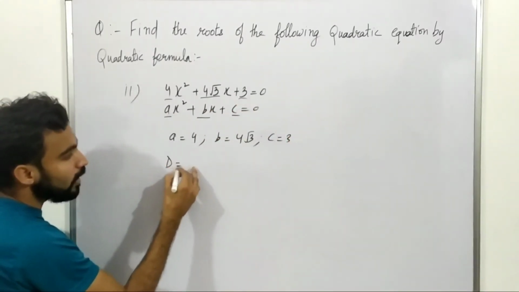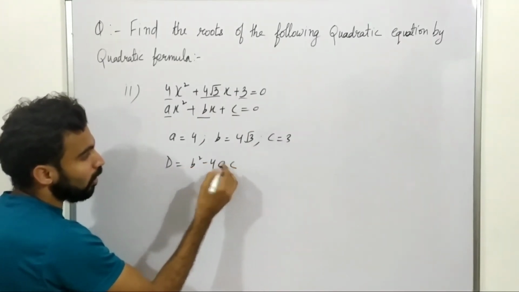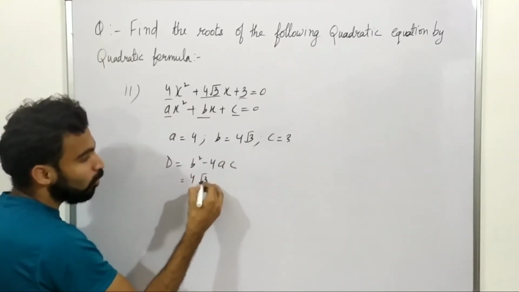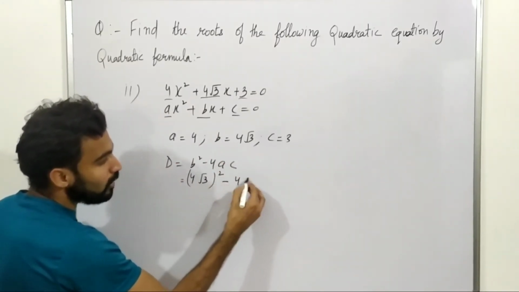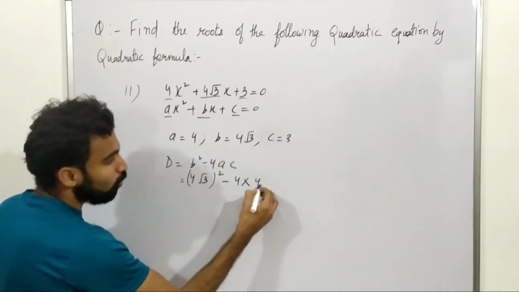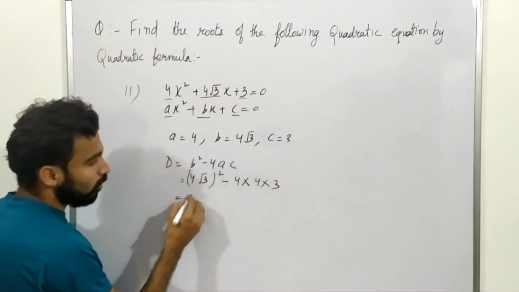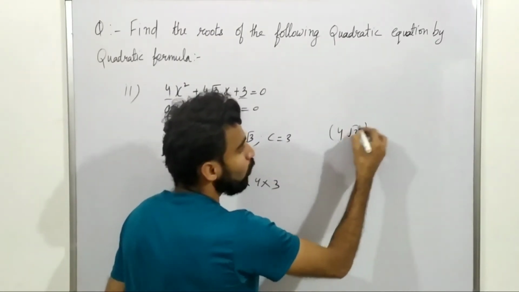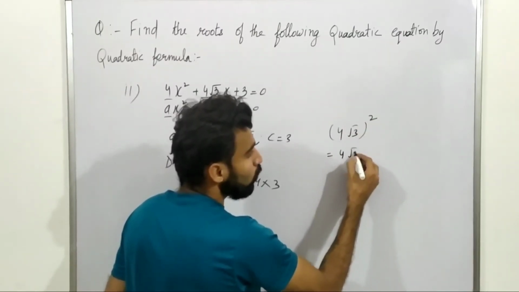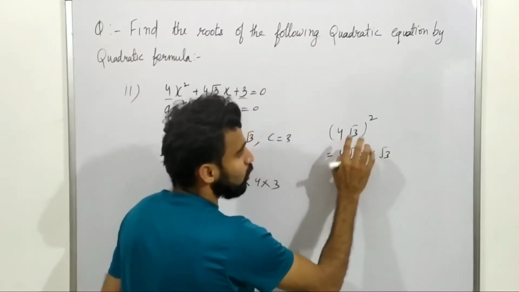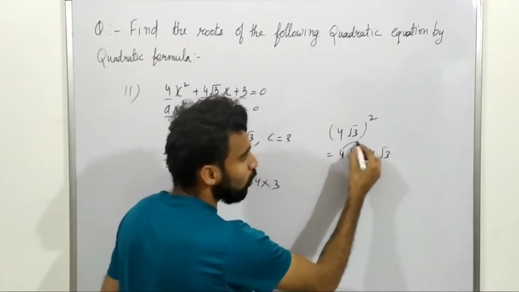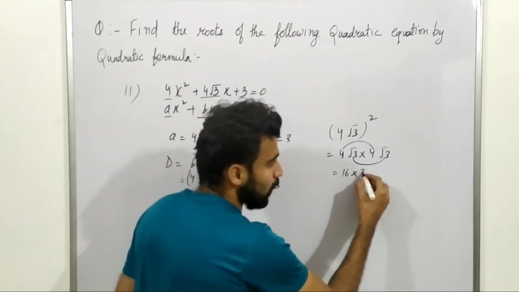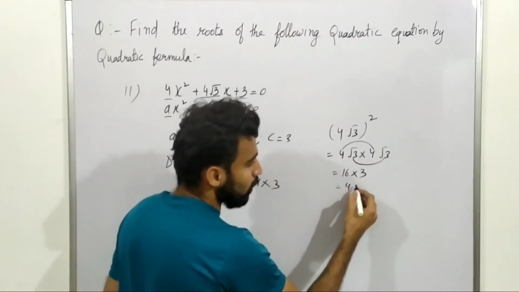Now calculating D here, that is B square minus 4AC. Now substituting these values in this formula, B square is simply 4 root 3 square minus 4AC, means 4 into A is 4 and C is 3. Now let me just tell you how to solve this value. You can see here that 4 root 3 square will be 4 root 3 into 4 root 3. That means you have to multiply this twice. So 4 cross 4 is 16. Now I already told you that root 3 cross root 3 will be simply 3. So 16 cross 3, that will be 48.